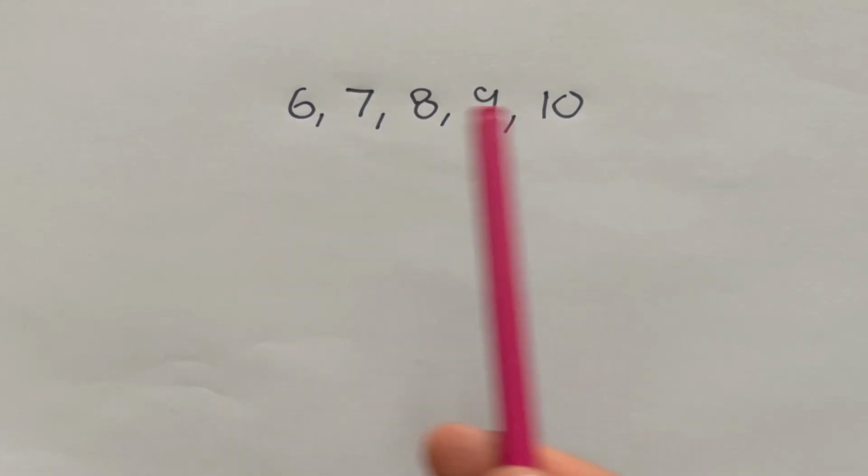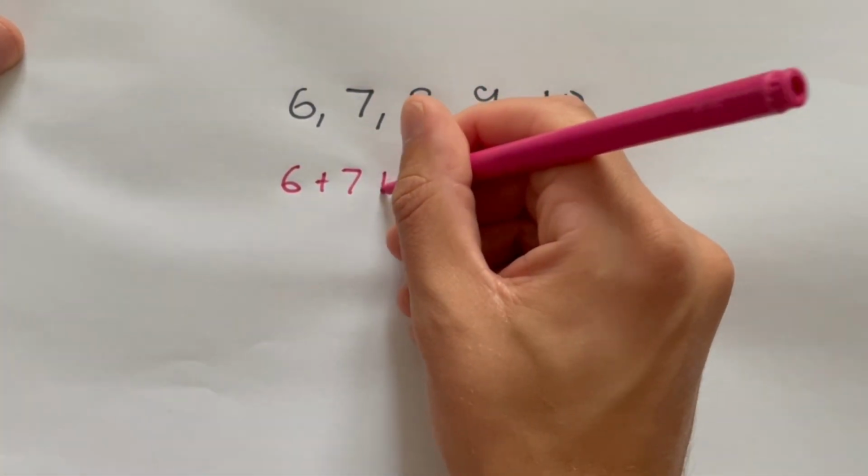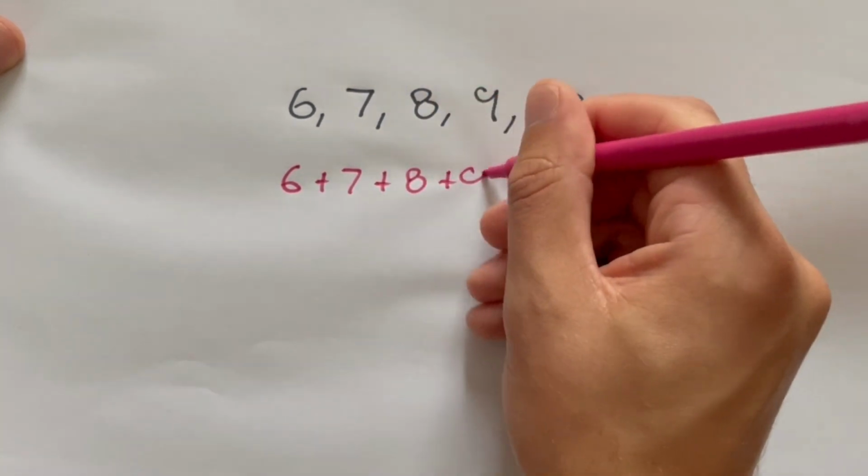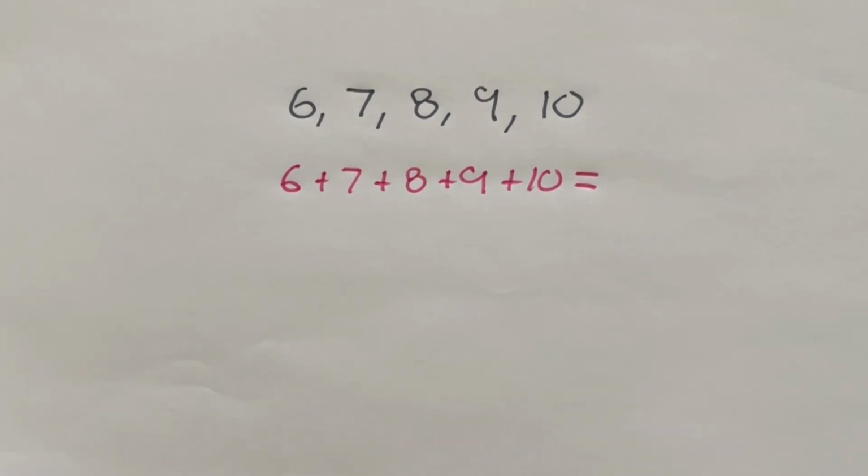So let's start by adding these numbers together. So that's 6, add 7, add 8, add 9, add 10. And when we add these numbers up, that gives us 40.